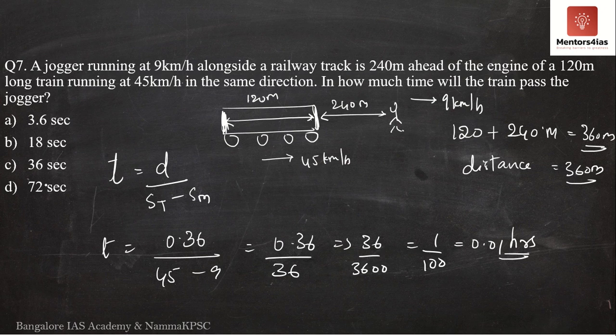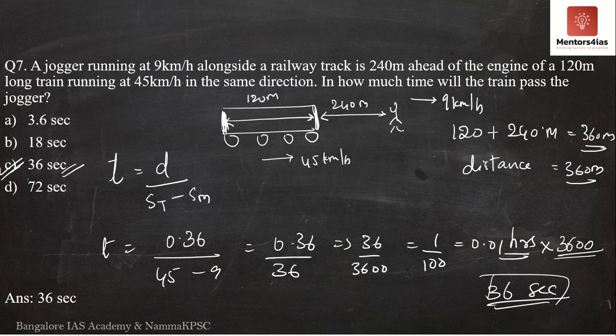Now, if you look at the options over here, everything is in terms of seconds. So I have to convert this from hours. How do I convert 0.01 hours into seconds? I simply have to multiply it by 3600. So, when I multiply 0.01 hours by 3600, how much do I get? I get 36 seconds. Therefore, the train will take 36 seconds to entirely cross the jogger. Therefore, the answer is 36 seconds. The correct option is option C.